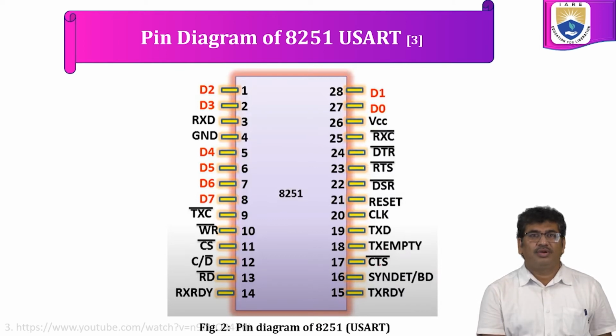CTS, it is a modem control signal which is clear to send. Synchronous detect or break detect, it is for indicating, in synchronous communication, the detection of a synchronous character. In asynchronous communication, it is for detection of break. TXRDY, this signal is a status signal of the transmitter indicating the readiness of the transmitter.